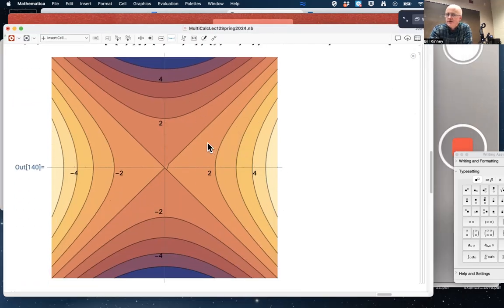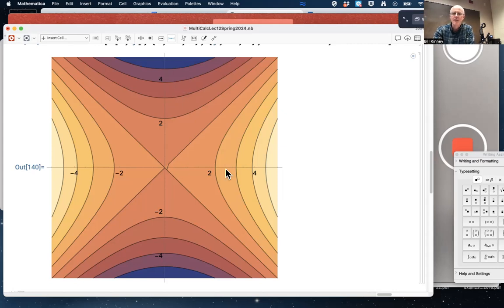Lighter means higher, darker means lower. Like, this hyperbola is where the output is 5. There it's 10. There it's 15. 20. -5 here. -10. -15. Just like we saw in the three-dimensional picture.